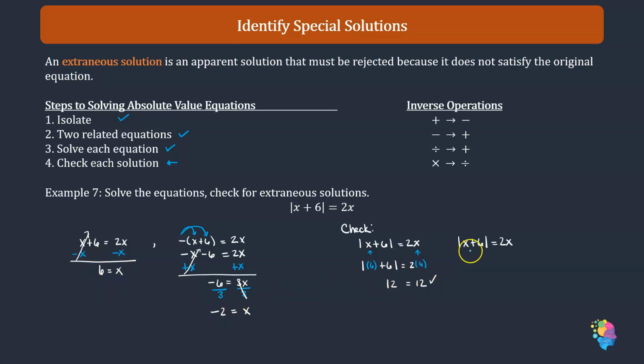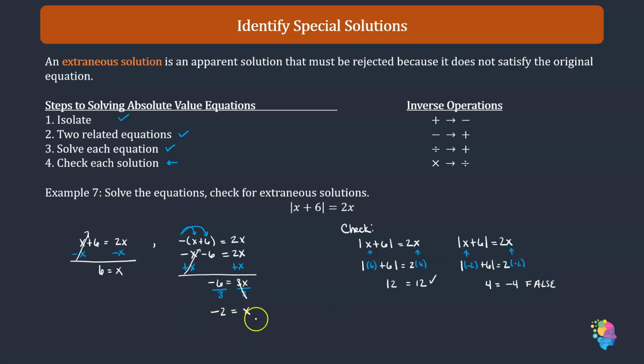This is a solution. Perfect. Let's try the negative 2. Right here, we're going to replace it or substitute with a negative 2. Bring down the rest of the equation to check. Here we go. Negative 2 plus 6, that is going to be 4. And the absolute value of 4 is 4. Perfect. But look at what happens on the right side. 2 times negative 2 is going to be negative 4. Now, even though they seem like the same number, this is a positive 4 and this is a negative 4. These are not the same. This is a false statement.